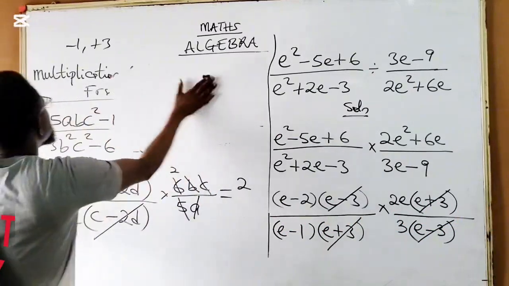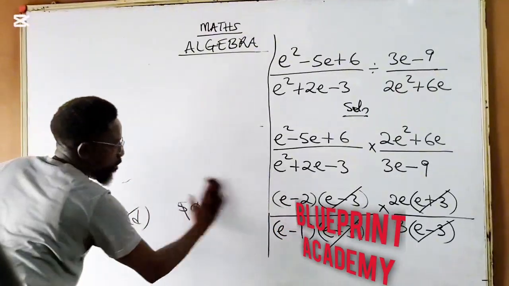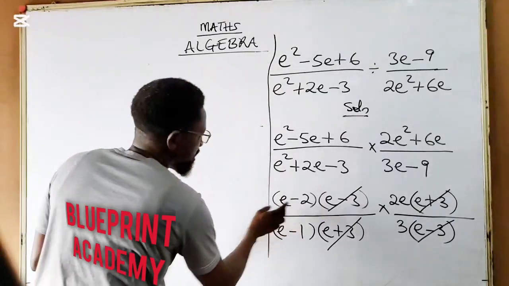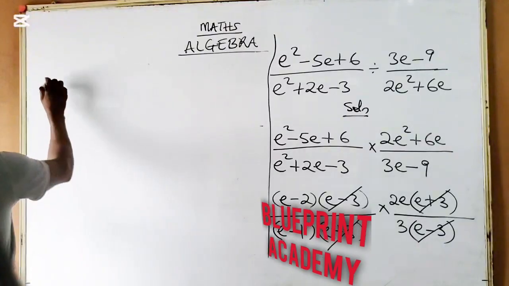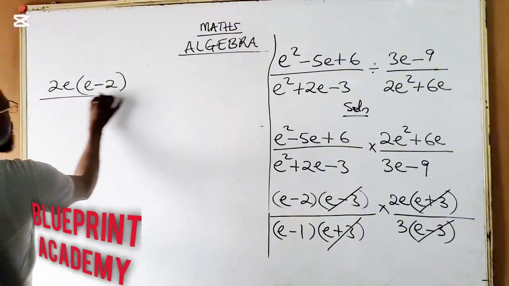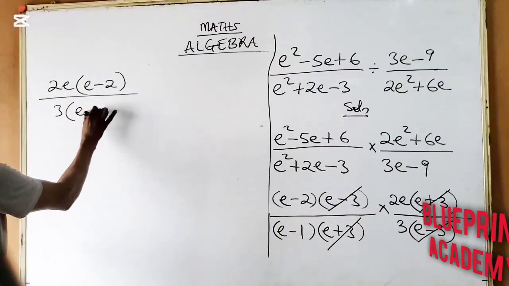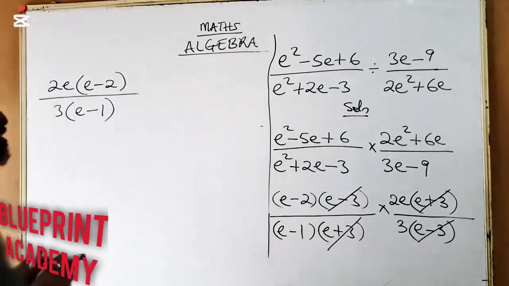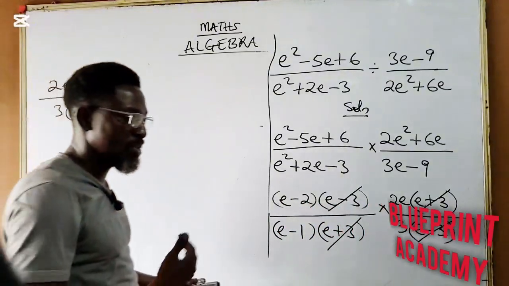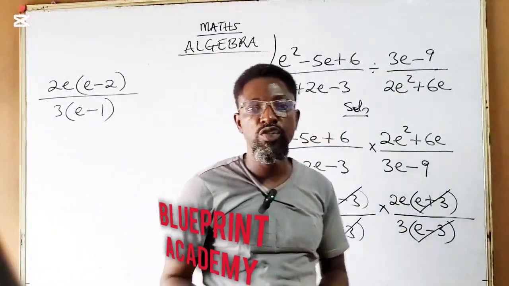To multiply now. Just multiply. We multiply that. And when you multiply that, what I will have becomes 2e times this one. So we can have 2e into e minus 2 all over 3 into e minus 1. So that is the final answer for this particular one. Like I told you, there's nothing special about this topic. It is not something difficult. It is something you can actually do.